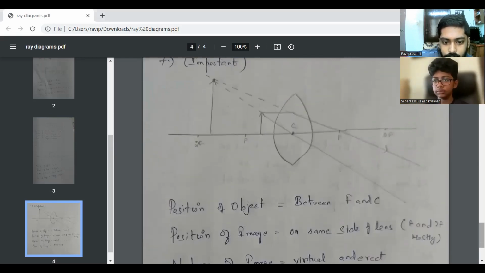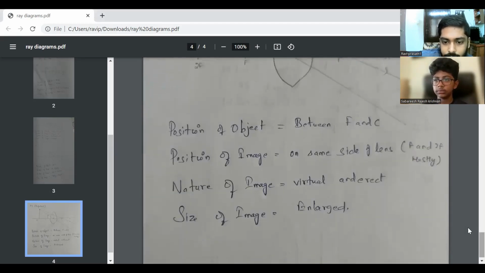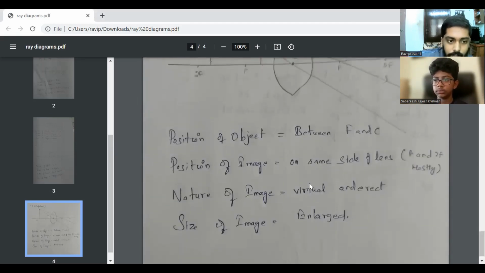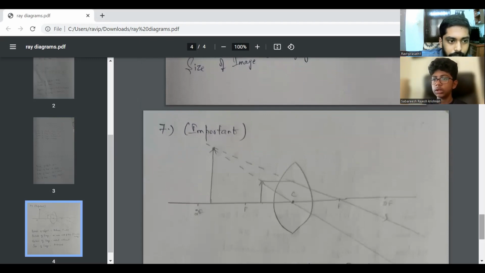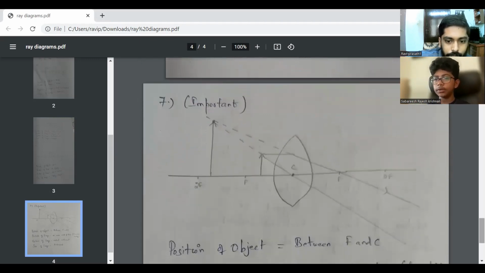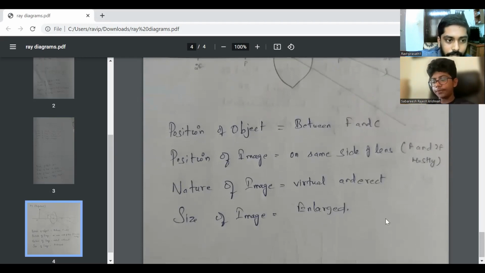So you got it: the position of the image is on the same side of the lens, between F and 2F. The nature of the image is virtual and erect. The size of the image looks a bit larger, enlarged. Clear? Enlarged, virtual, and it's erect, because it's not inverted. All the virtual images formed by a convex lens will be erect.